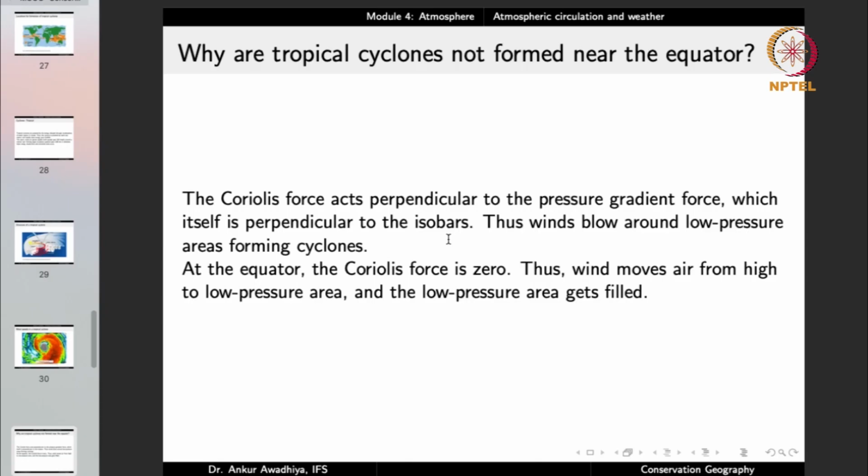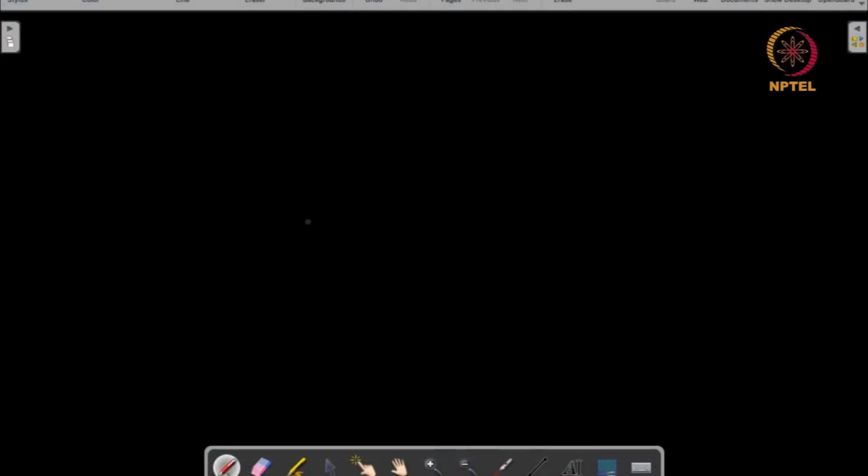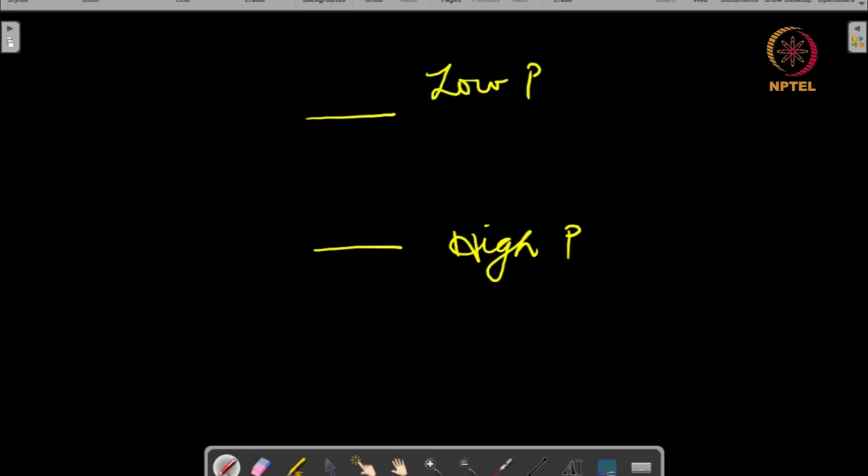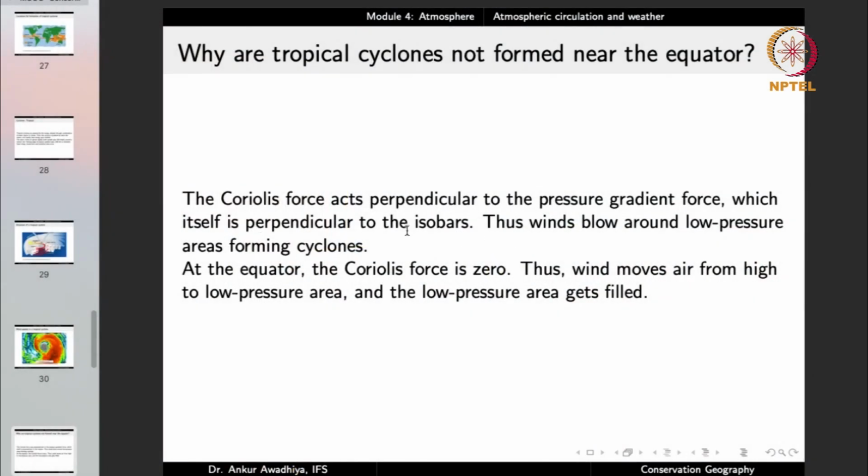So basically, if you talk about these two regions, this is high pressure, this is low pressure. Now the wind movement is perpendicular to these isobars. So this is the wind movement, and the Coriolis force is perpendicular to this wind movement. So it is parallel to the isobars. And when you have the Coriolis force acting, then winds blow around a low pressure area to form the cyclones.